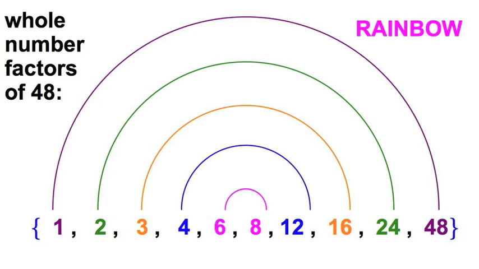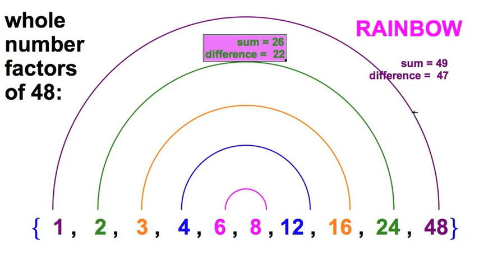1 times 48. 1 plus 48, 49. 1 minus 48, 47. See, a very large sum and difference. How about 2 and 24, the two green numbers? And you can see, well, 26 and 22 for sum and difference. Moving into the yellow, 3 and 16. Notice what's happening. The sums and differences are getting smaller, but they're also diverging.